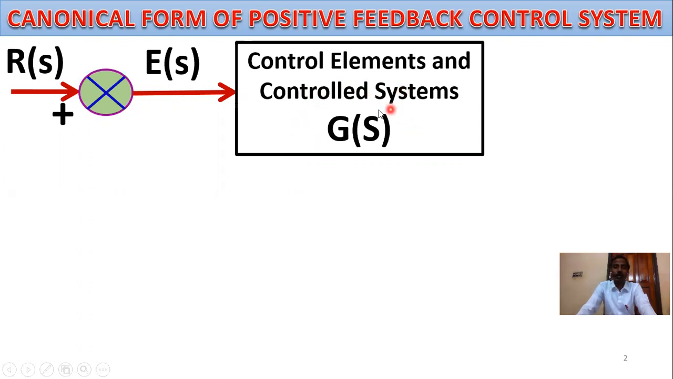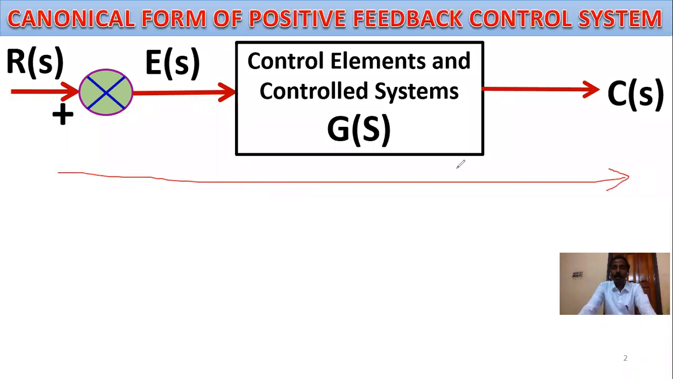The gain of the control system is G of S, and the overall output is C of S. C of S is called the overall output, and this is the effect of the system. R of S is called the reference input or set point, and this is also called the cause of the system. This path is called the forward path because here there is only forward direction. R of S is positive, E of S is the plant input, and G of S output is also forward. That's why this path is called the forward path.